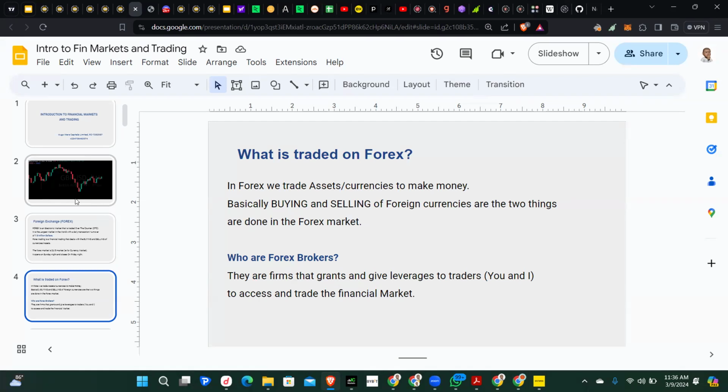this leverage is like a two-edged sword. So if you use it well, you are going to make more profits. And if you use it wrongly, it's going to wound you. So stay with me. So they give you this leverage so that you can be able to actually access and trade the financial markets.